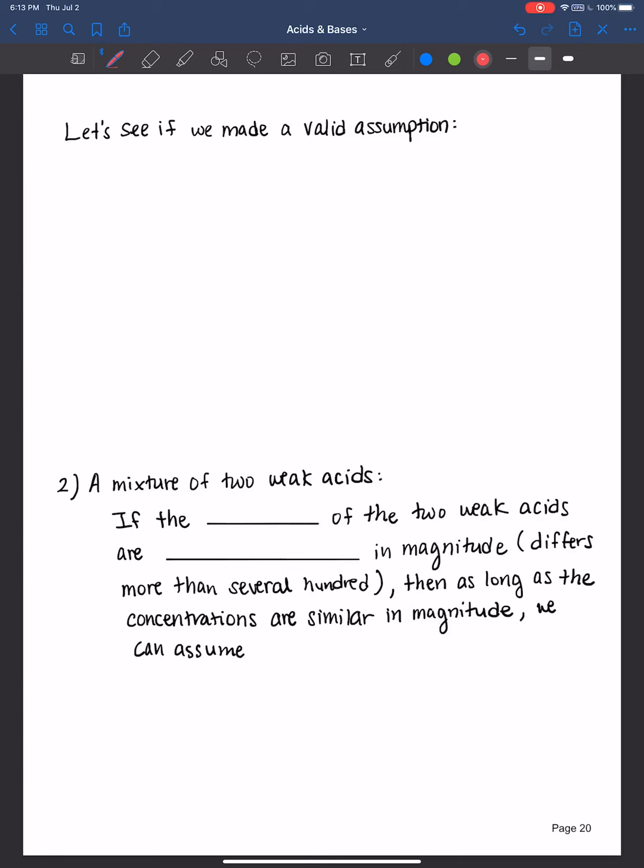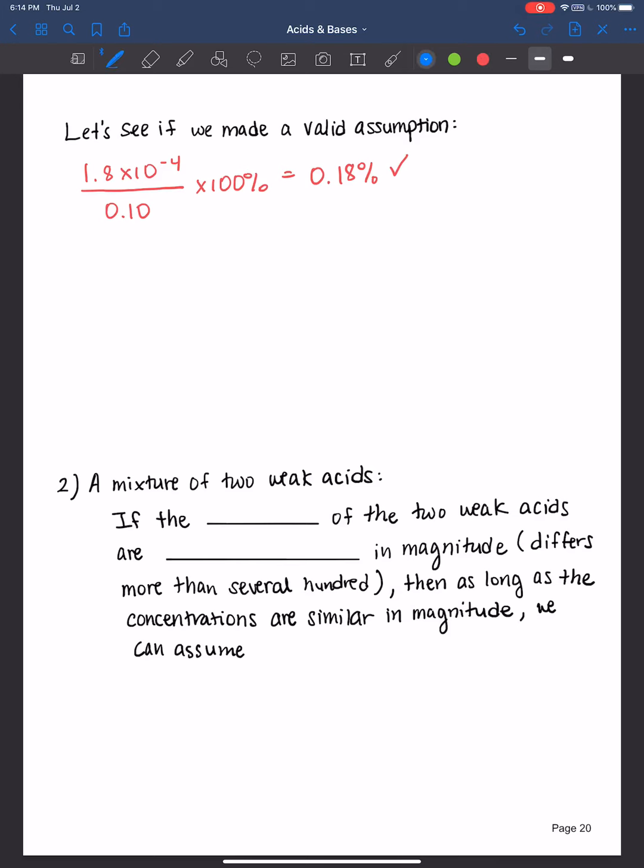So we have 1.8 times 10 to the -4th. Remember, you have to divide by the initial concentration, 0.1 molar, times 100%. And this is equal to 0.18%. So yes, x is definitely less than 5% of the initial concentration. It is small enough to ignore.